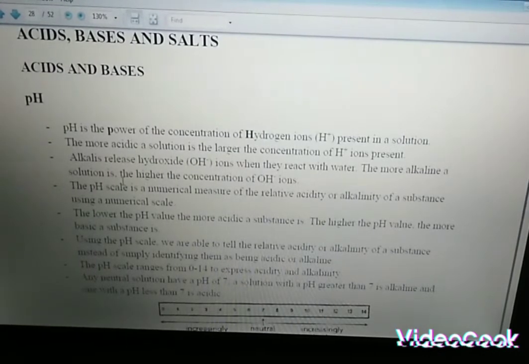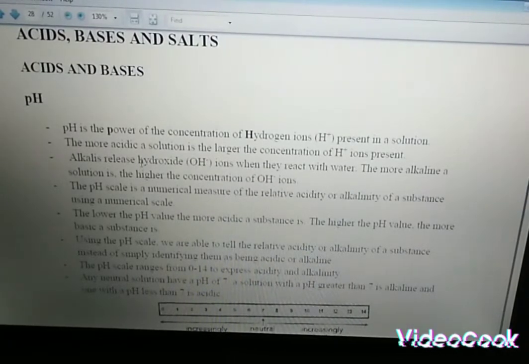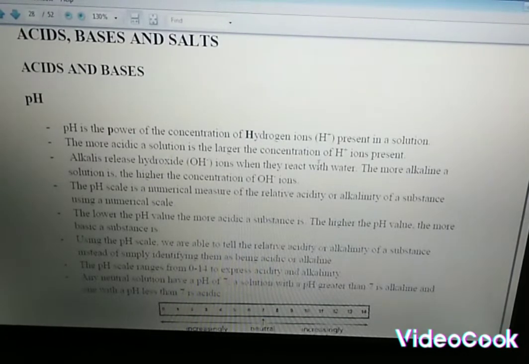Okay, so for today's business, we're looking at pH, which is the power of the concentration of hydrogen ions. So P is for power, H is for hydrogen ions. It tells us how many hydrogen ions you have in your solution, right? The more acidic a solution is, the larger the concentration of H plus ions. It means you have more of the H plus ions, right?